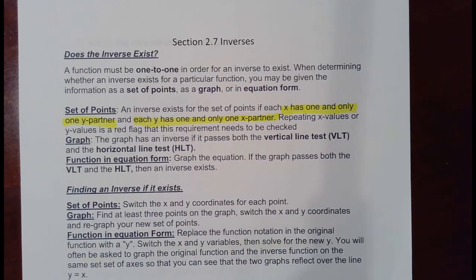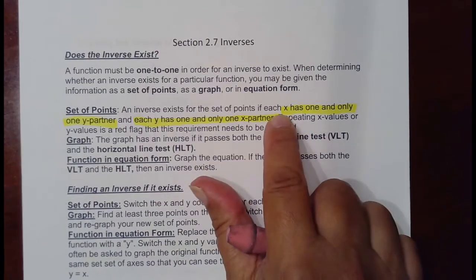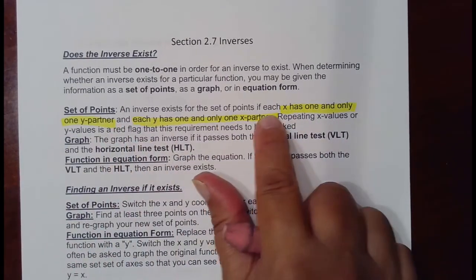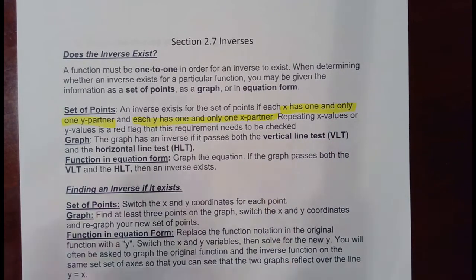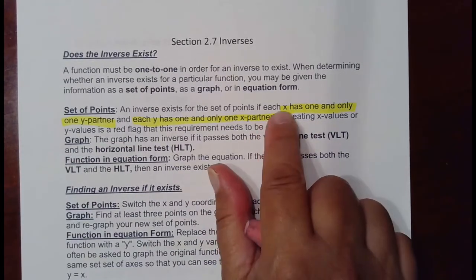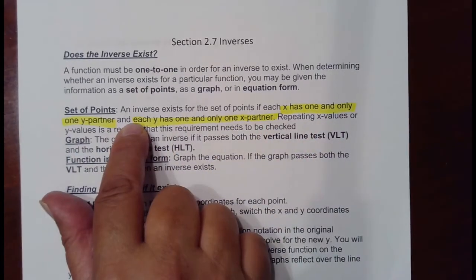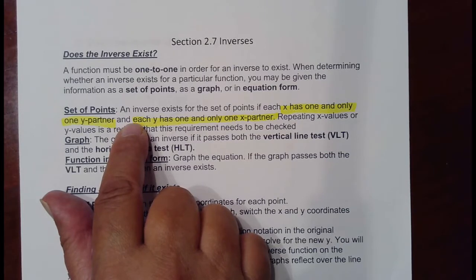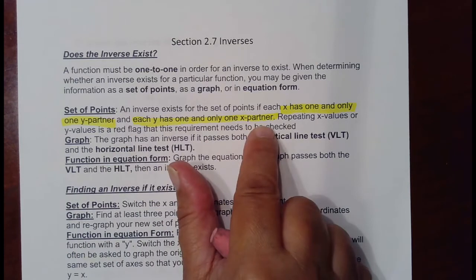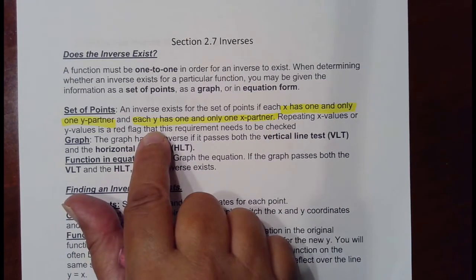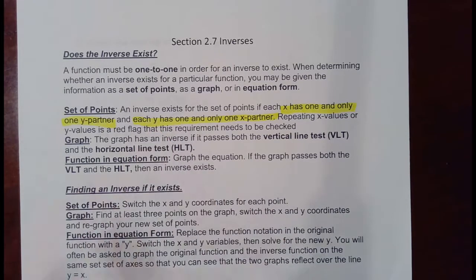So the quickest way to determine that this is actually happening, if you want to know that your x's have one and only one y partner, is to just make sure all the x's are different. Because if every single x is different, it's impossible to find an x in your set that has two different y partners. Same thing with the y's. If you want to know that each y has one and only one x partner, just make sure all your y's are different, because then each y has to have a unique x partner.